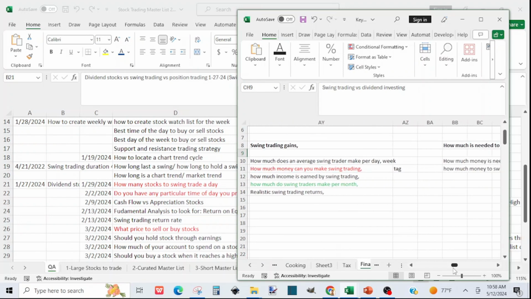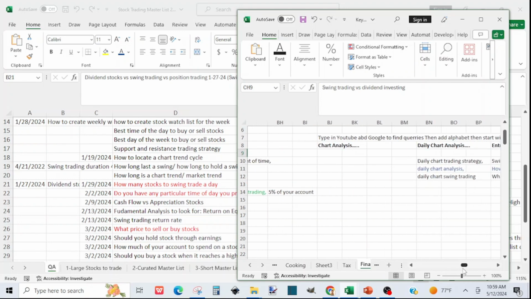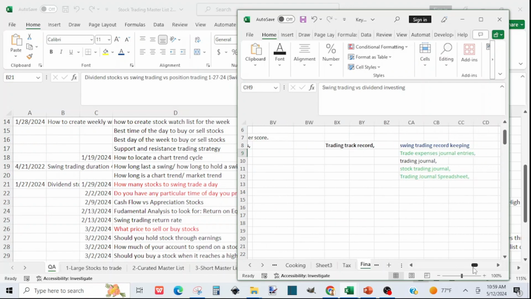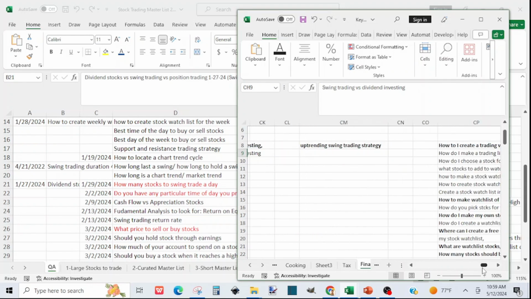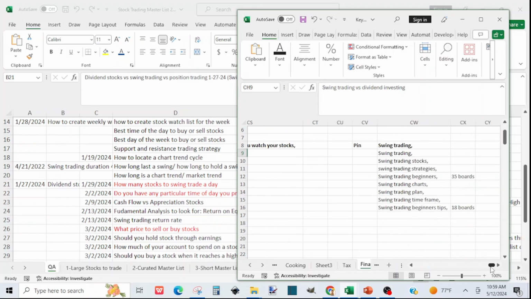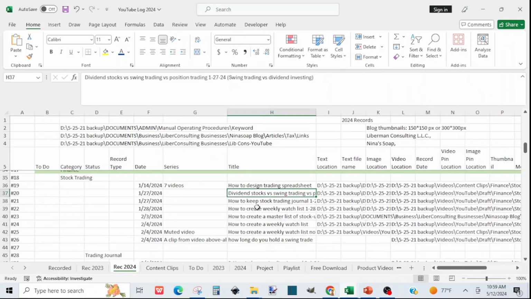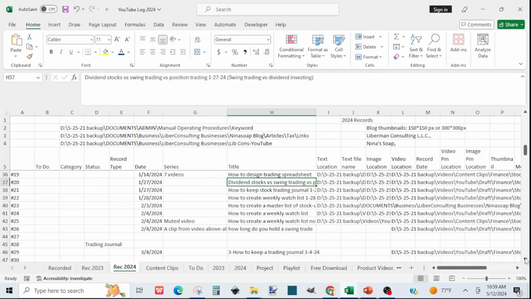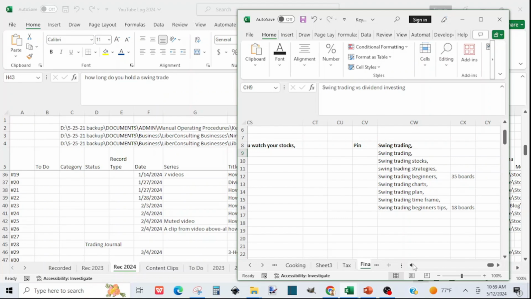I thought people will search best time of the day to swing trade. I'm not finding any record, but I know that I came across that question. But anyway, how long do you hold a swing trade? So we will go back to how long do you hold a swing trade?